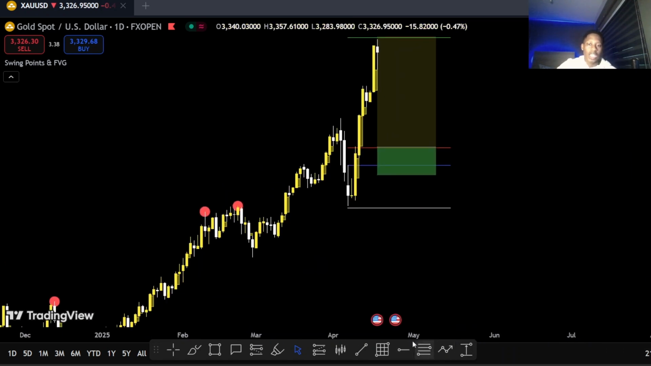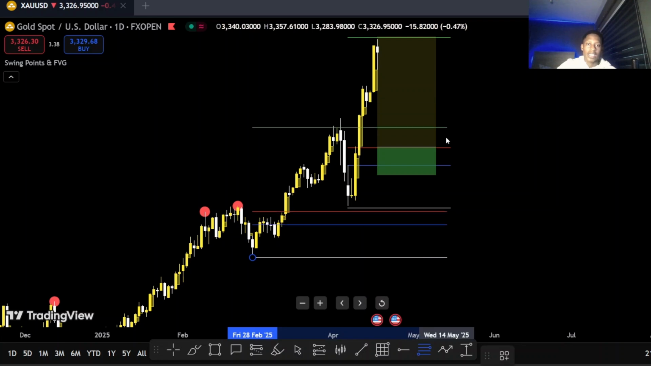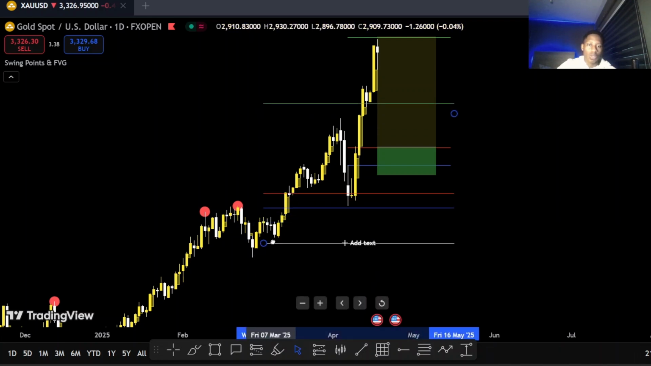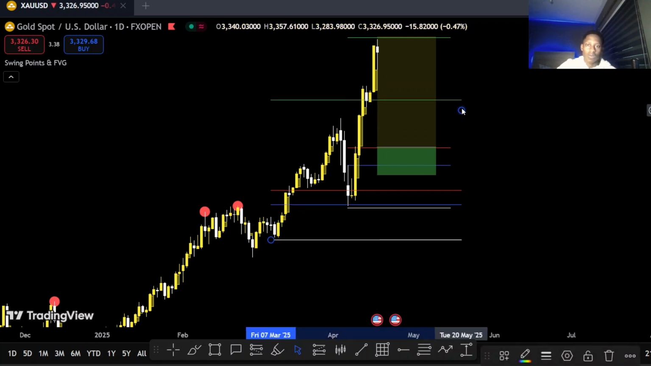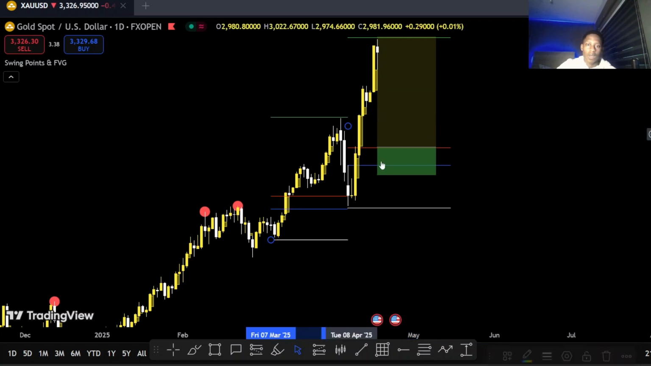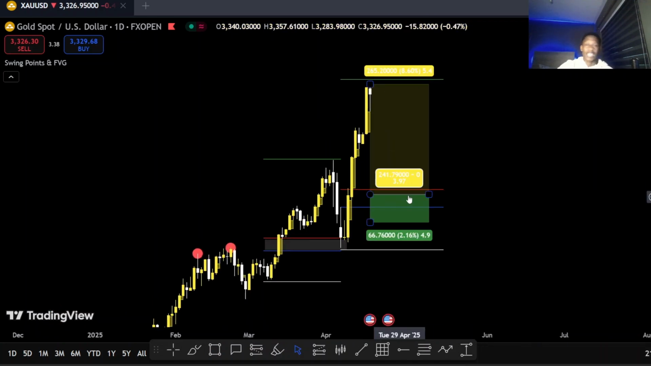Like for example, check the last bull run, right? The last bull run, price literally came to this point over here, right? Just fixing it really nicely over here. This is where gold retraced to, right? And my prediction is, why not the same thing happening over here?